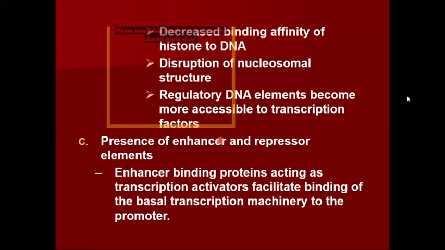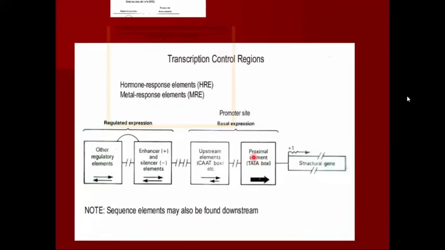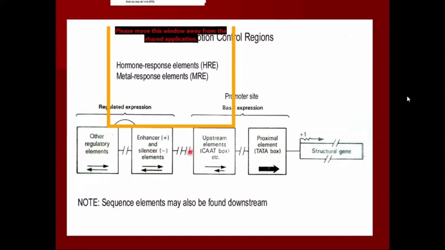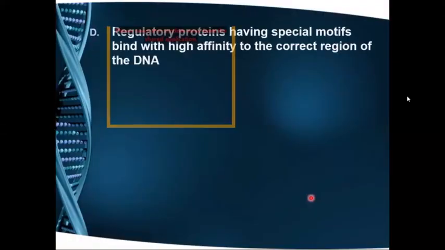And then the presence of enhancer and repressor elements. Okay, like this one. Okay, so what is this? Well, these are the regulatory elements present in the coding strand of the DNA, the one that is not being transcribed. Okay?